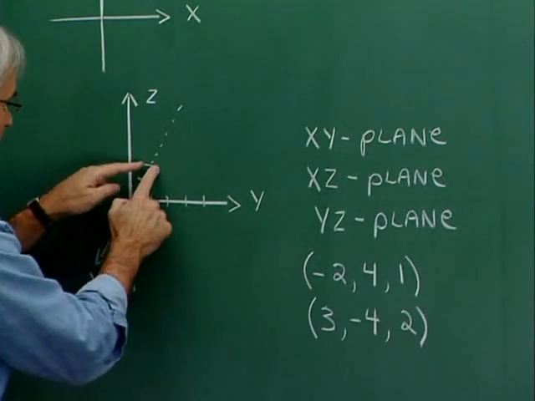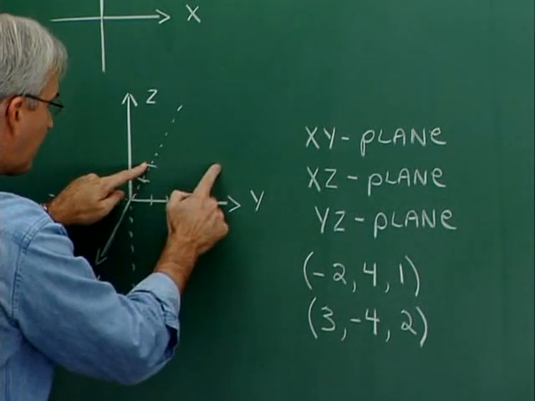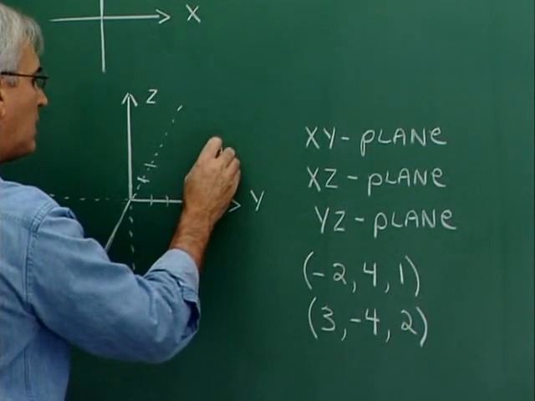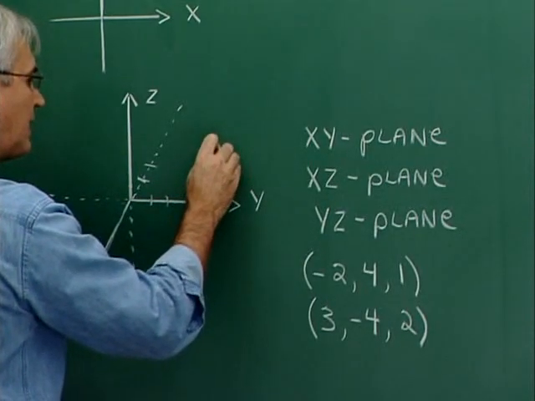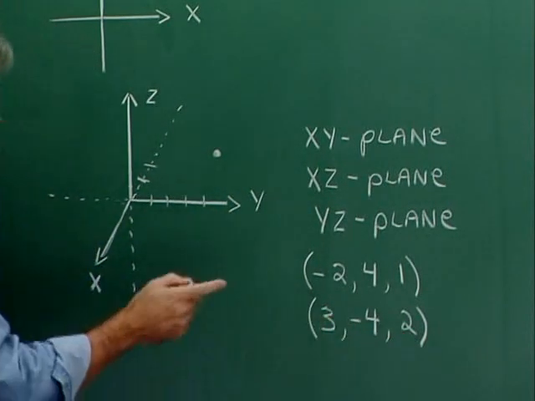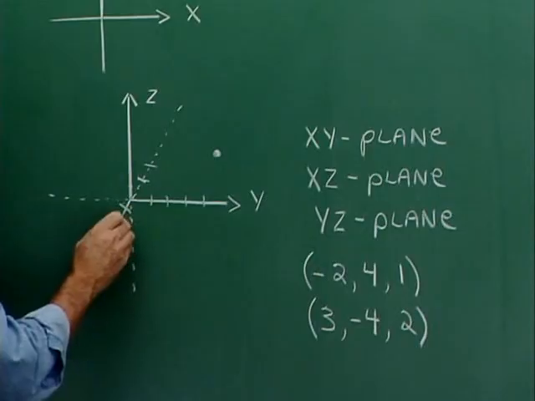Well, we're going to the right here. 1, 2, 3, 4. So it might be right here. And then 1 on the z-axis means let's go up 1. So the point would be illustrated right about here. And then for the point 3, negative 4, 2. 3 on the x-axis. 1, 2, 3.